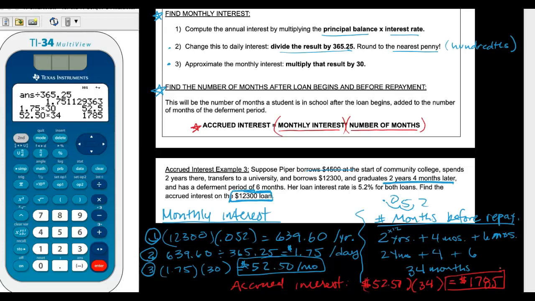Keep in mind, it doesn't ask in this problem, but this isn't the total interest that the student will end up paying for the entire loan. It's just the interest that accrues while she's in school. Once she starts making payments, let's say she takes 10 years to pay off her loan, she's going to pay interest all of those 10 years. So she's going to actually pay a lot more interest than that amount. But this is just when she is in school.